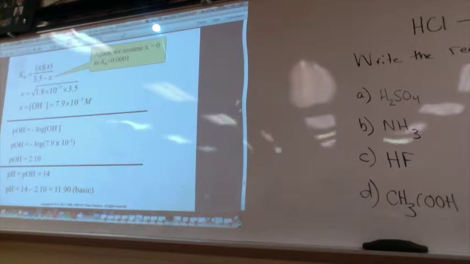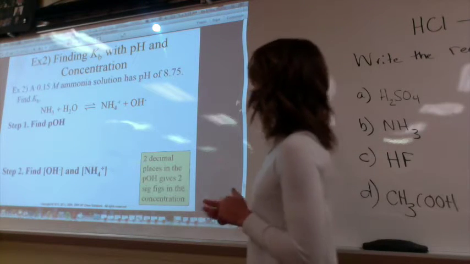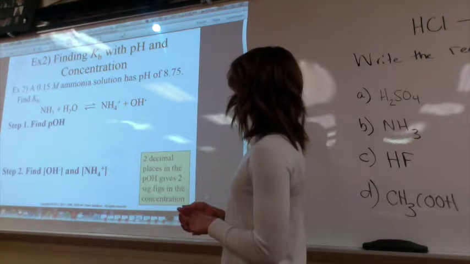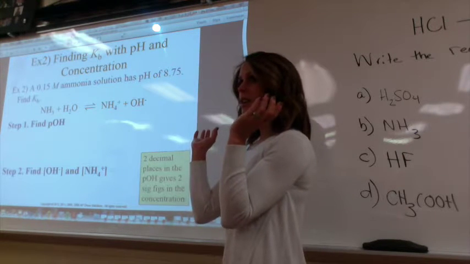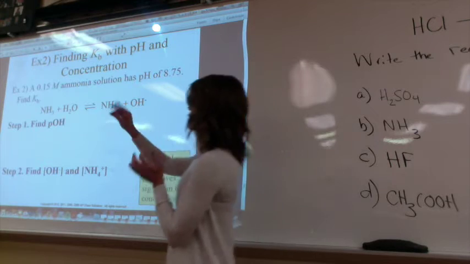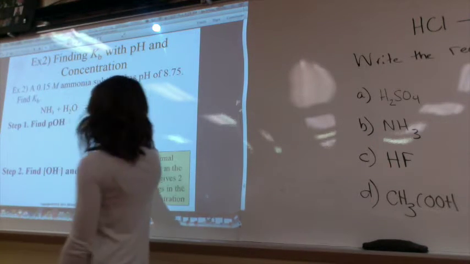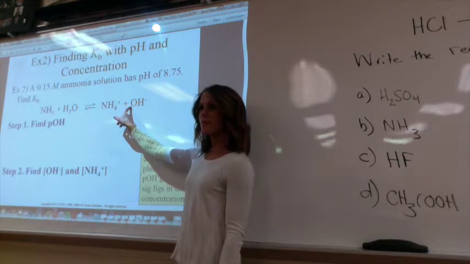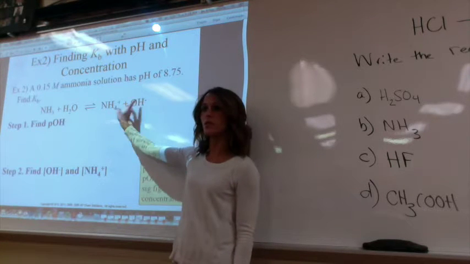All right. So this is the same exact approach that we did with the acids, but now we're just doing it with the bases. So here's another problem. A 0.15 molar ammonia solution has a pH of 8.75. Find the KB. All right, so think about this in your head. If you're finding KB, you're going to do products over reactants. I know this concentration, but I don't know these directly. How am I going to find them? What information is the problem giving me to find these two?